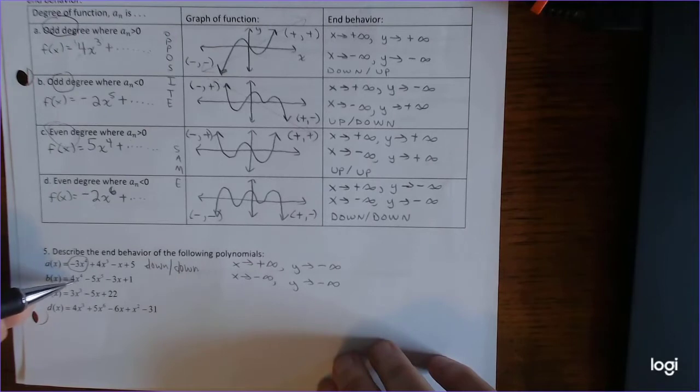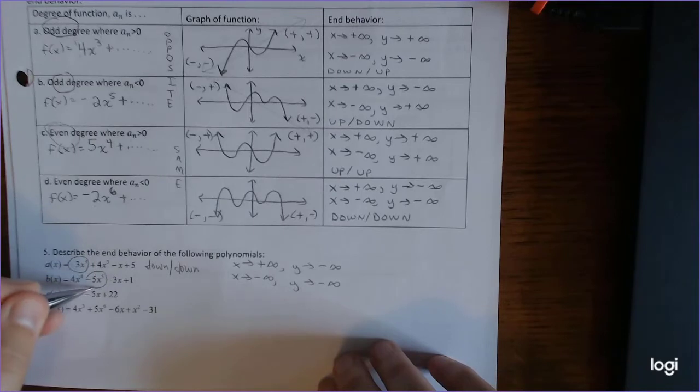You have 4x to the fourth, and just because it's in the first location doesn't mean it's the leading term. You have to look for the highest power. So this negative 5x to the fifth is actually the leading term.